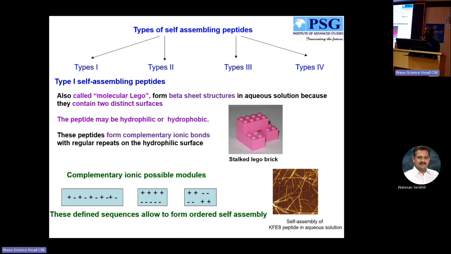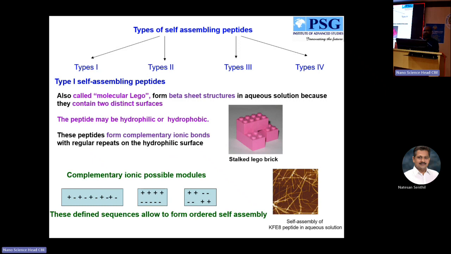Okay, so there are different types of such assemblies, type 1 to type 4. Molecular Legos, I hope there are even more advantages now, because most of these slides were made close to 2016, 17, 18 during that time. Now even the protein chemistry has expanded and a lot more work is there. So type 1 is a molecular Lego.